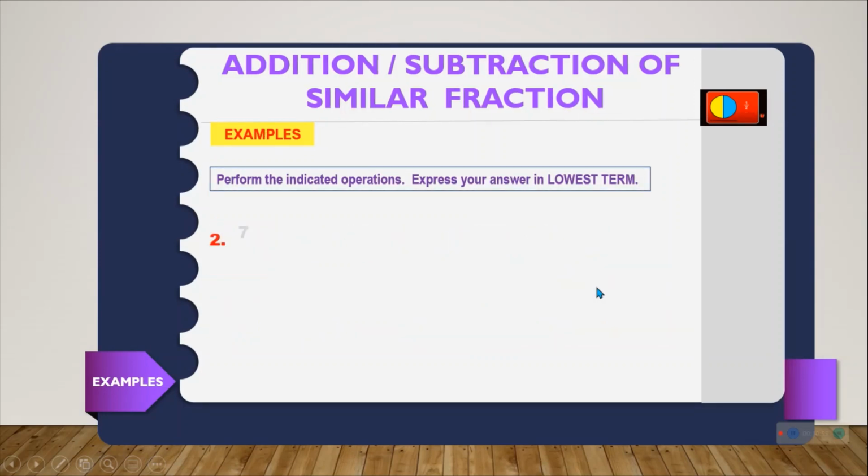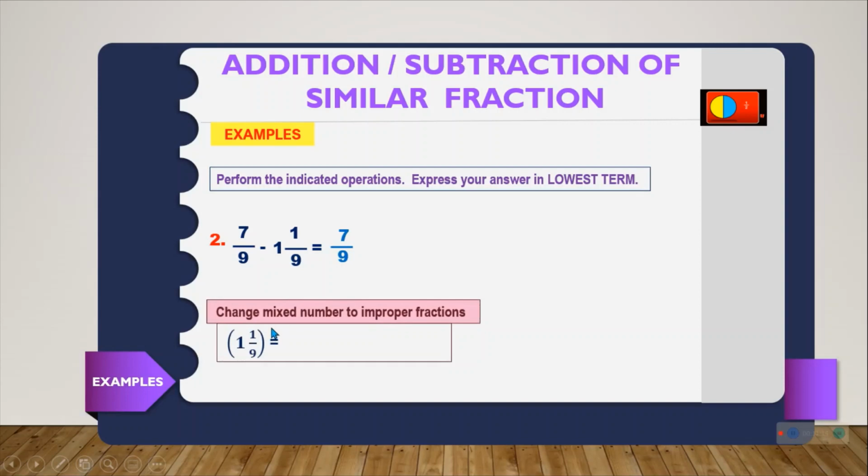Next, example number 2. 7 over 9 minus 1 and 1 over 9 is equal to what? First, we will copy the first rational number, and then we will change the mixed number 1 and 1 over 9 into an improper fraction. So, like what we did earlier, we will multiply the whole number and the denominator. So, 1 times 9 is equal to 9, and then we will add the numerator 1. So, 9 plus 1 is 10. So, the 10 will serve as the numerator, and then copy the denominator.